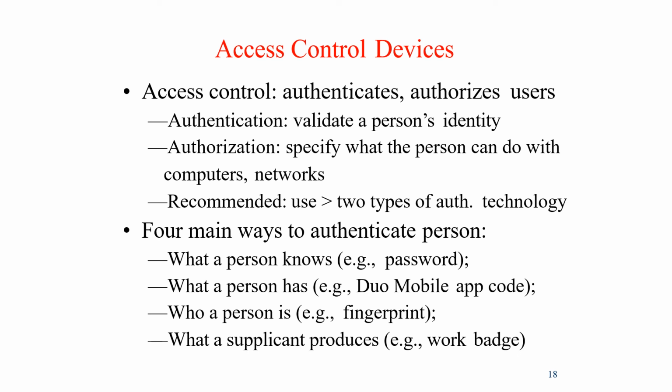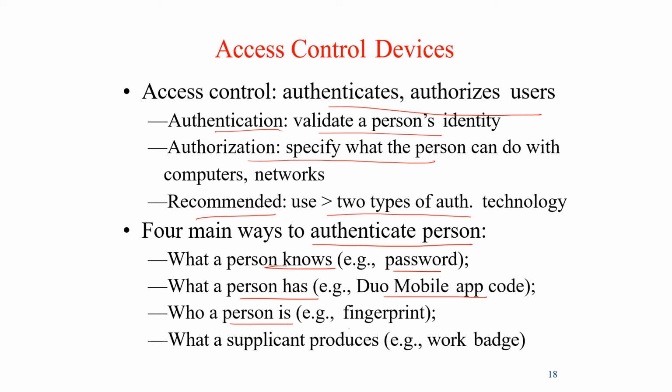Access control devices. Some tools are for access control: authenticate and authorize the user. Authentication validates the person's identity. Authorization is what the person can do with the computer. The recommendation is to use two types of authentication. The four main ways to authenticate a person are: what a person knows, that is a password; what a person has, that is a mobile or app; what a person is, that is fingerprints; and the fourth, what a person produces, such as work badges.